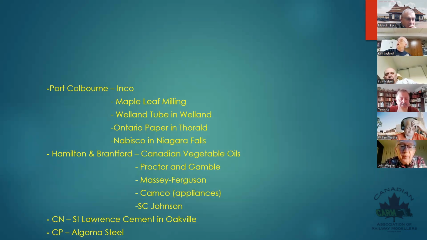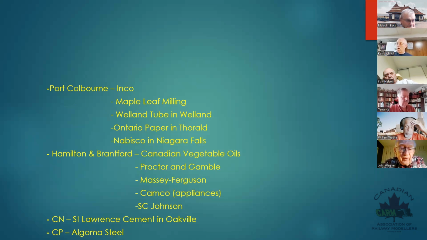Wood chips come from up north to Ontario Paper. And in Hamilton, we ship some soybeans from the States into Canadian Vegetable Oils, a little bit out of Procter and Gamble. We got some combines that come out of Massey Ferguson in Brantford. Appliances. I have 3 of the 40-foot high cube appliance boxcars, and they just circulate between Camco and dealers either in the US or Western Canada.